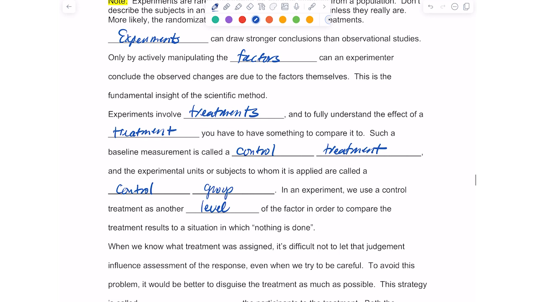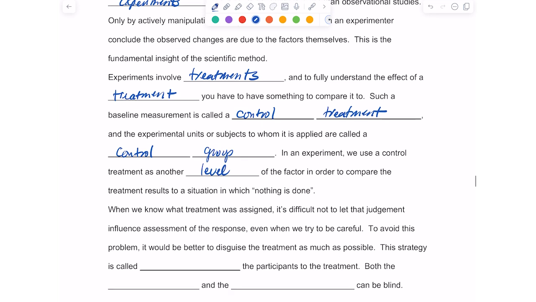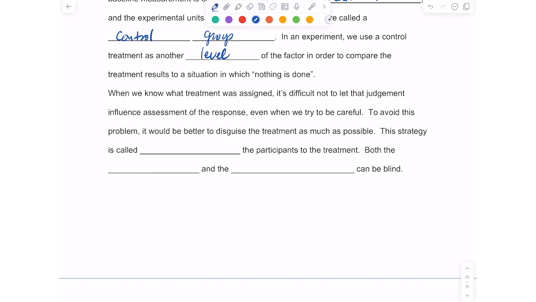When we know what treatment was assigned, it's difficult not to let that judgment influence assessment of the response, even when we try to be careful. To avoid this problem, it would be better to disguise the treatment as much as possible. We call this strategy blinding. We blind the participants to the treatment, and also you can blind the experimenters.